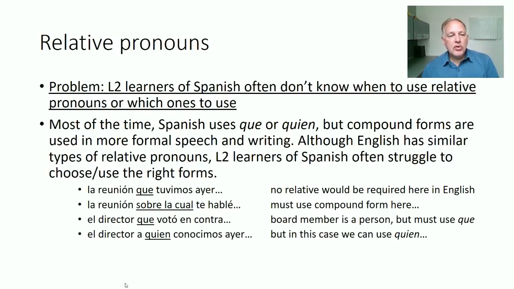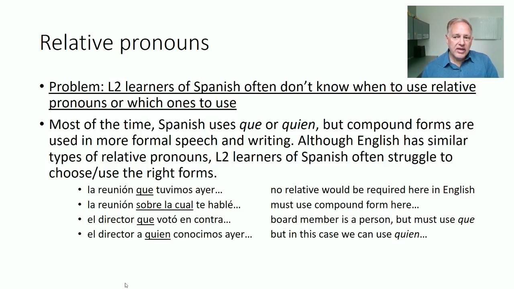All right, relative pronouns, okay? L2 learners of Spanish often don't know, number one, what a relative pronoun is, right? When to use one, and then which one to use, because there are several. So, most of the time, Spanish uses que or quien, but there are compound forms like el que, la que, los que, los cuales, right? And those are used sometimes in speech, but typically in more formal types of speech and writing.